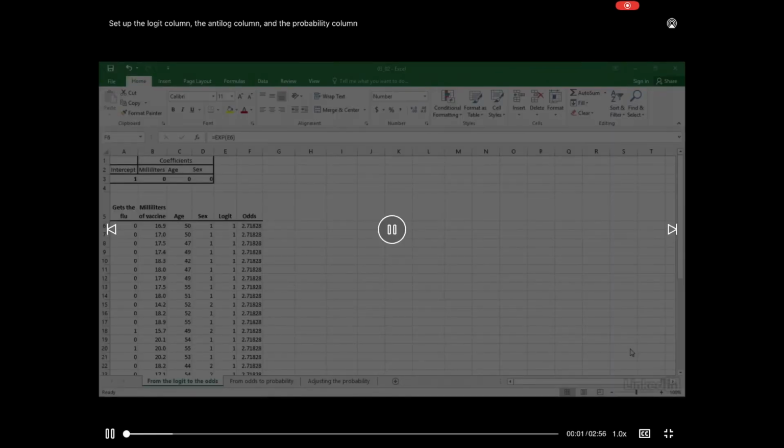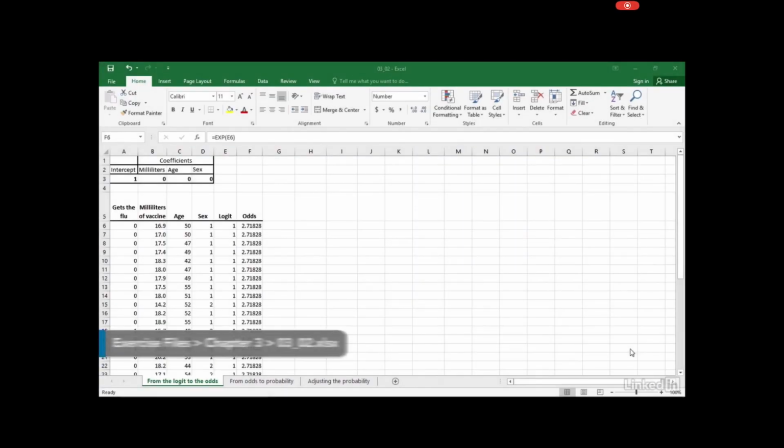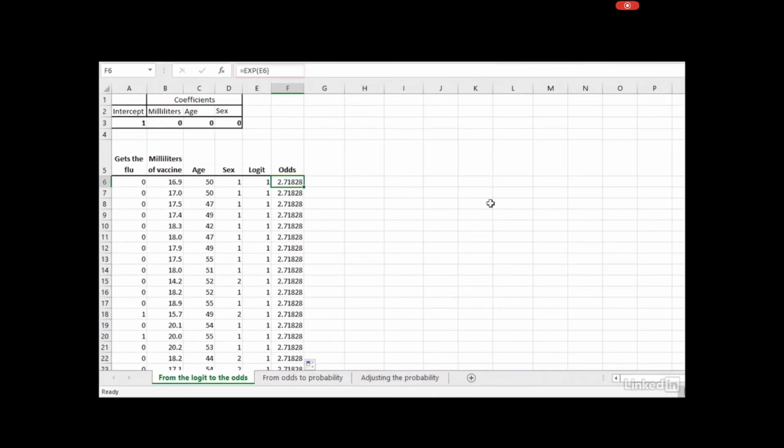Now, it's easy to go from the logit to the odds. You just use the EXP function. For example, in cell F6, notice in the formula bar that the formula given is equals EXP, and the argument to the EXP function then is the value that's found in E6. And the result is to get the odds that are based on the logit calculated in cell E6.